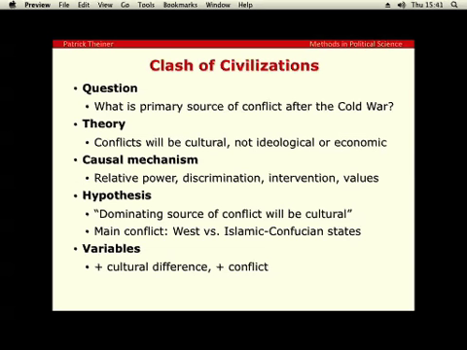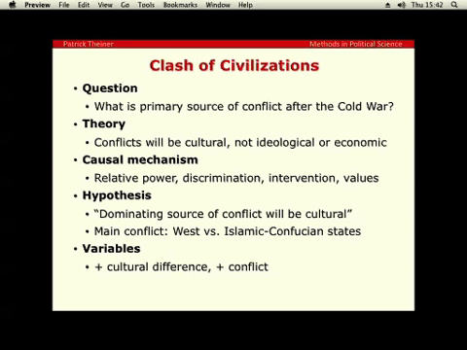Maybe this is also just a clash of values, right? Maybe we're going to invade some non-Western states because we want to spread democracy. In any case, his hypothesis, his testable thing, is that the dominating source of conflict is going to be cultural. So think about what all the other things are that are not influencing conflict in his model, in his theory. In other words, if you have two countries, the more culturally different they are, the more likely they're going to have a war with each other.